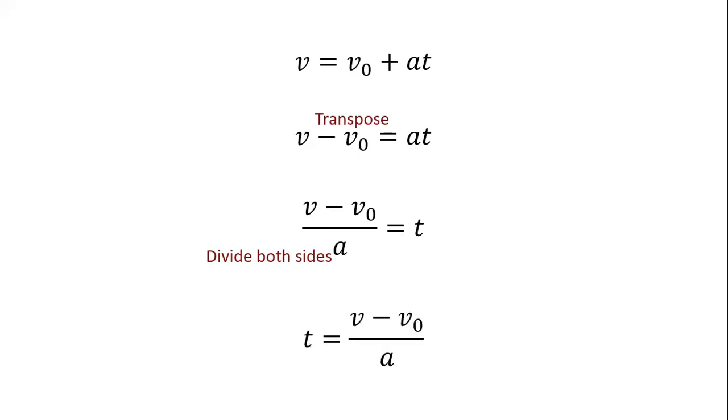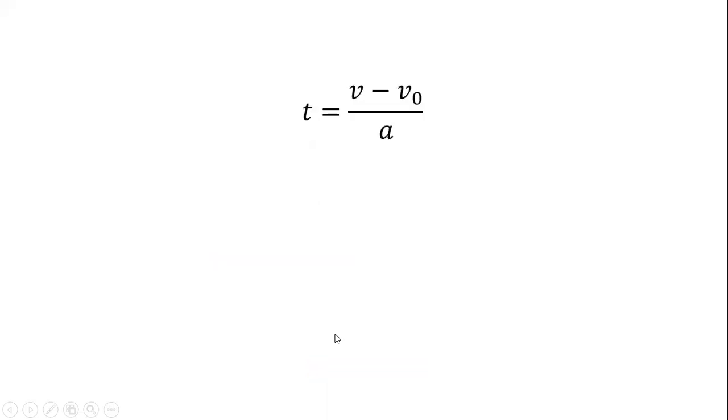Now, next. So what happened here? Ano kaya nangyari? Naging T is equal to V minus V naught over A na siya. So what happened? We just switched the positions of the left and right sides of the equation so that it will be easier for us to solve for T. We're actually going to use this equation to solve the problem. So let's do that, using the equation that we derived from v naught plus a t.